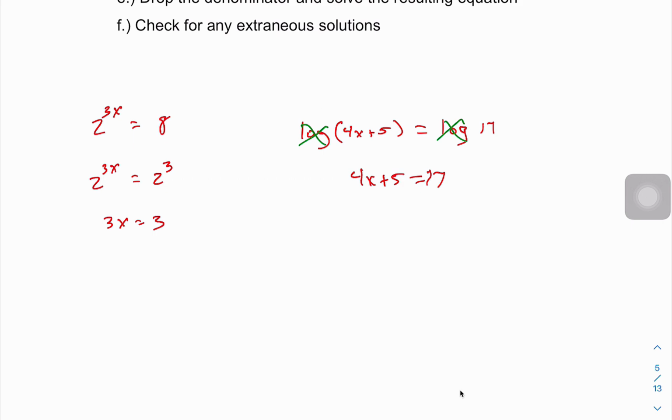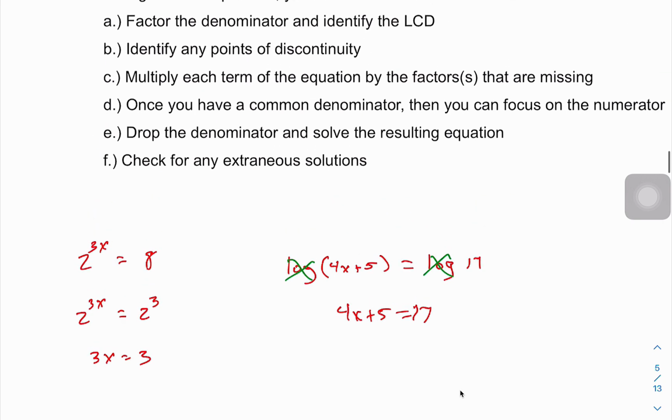Okay? You guys remember doing that, hopefully? That's the exact same concept of what I mean right here. Once we have a common denominator, well, now the denominators are already equal, so we don't have to worry about that. Then you can just drop all the denominators and just focus on the numerator. It's the exact same idea as what we were doing previously.